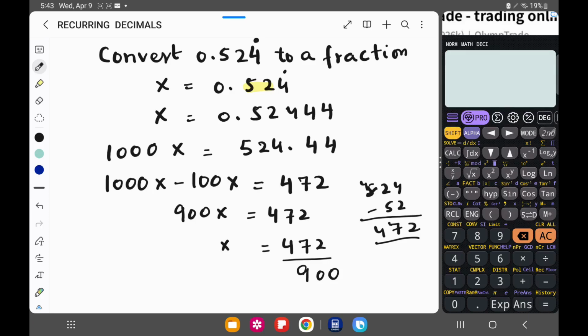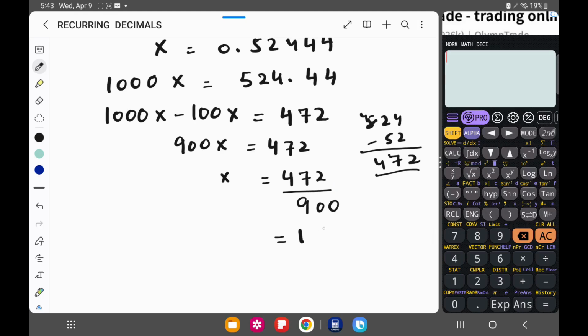Now we can simplify this number with the help of the 2 times table, or since it has two digits at the end, the 4 times table. 4 ones are 4, 4 8s are 32, 118 divided by 4... 472 divided by 4 is 118, and 900 divided by 4 is 225. Let's check: 472 divided by 900 gives 0.5244444. Now the simplified form, 118 divided by 225, is the same thing, 0.52444.